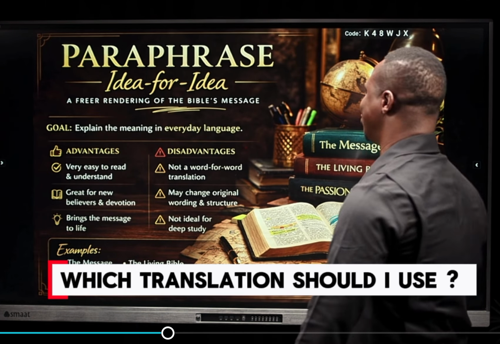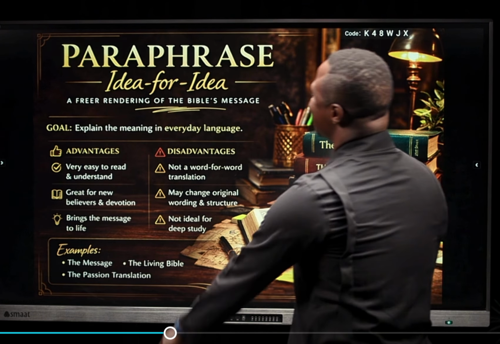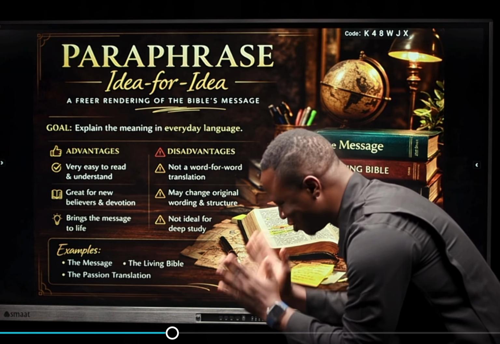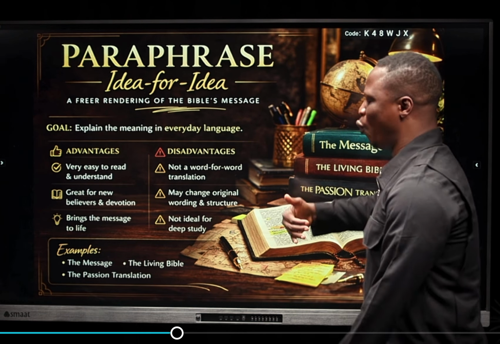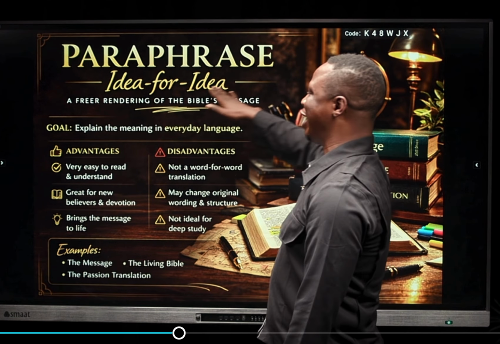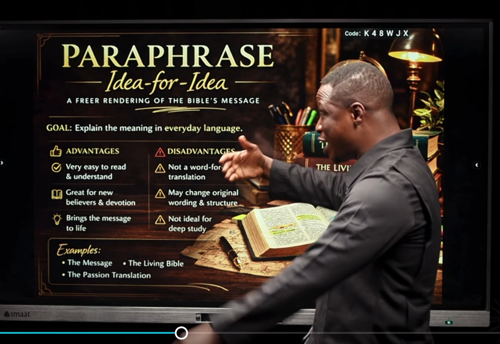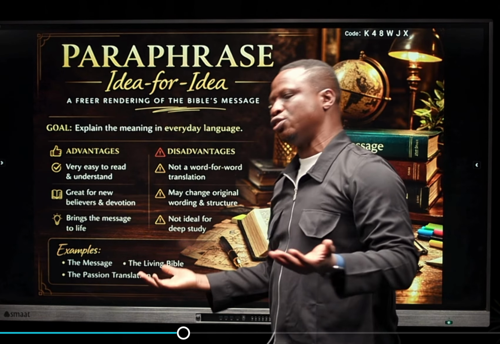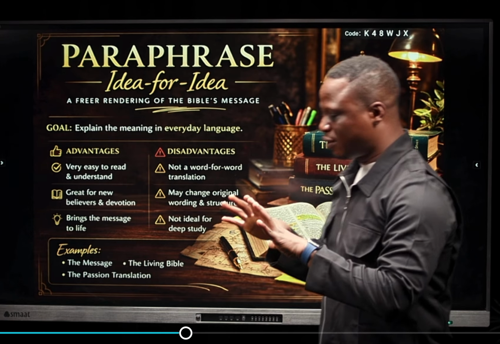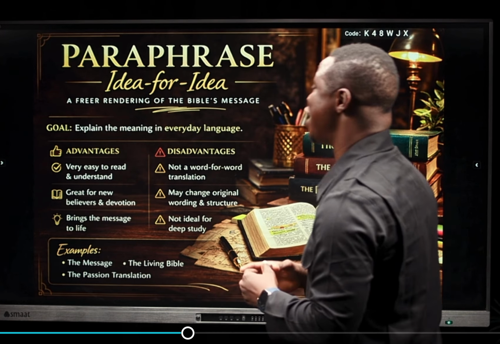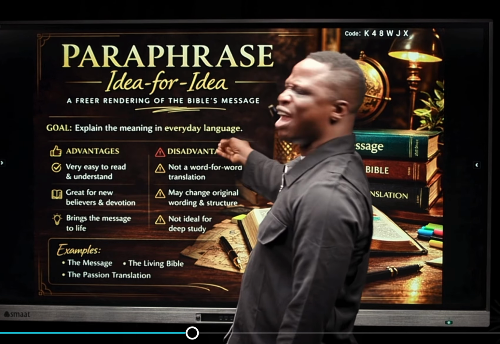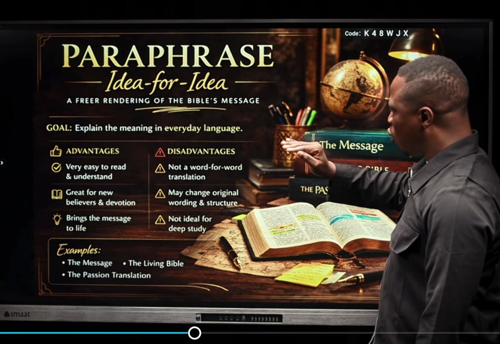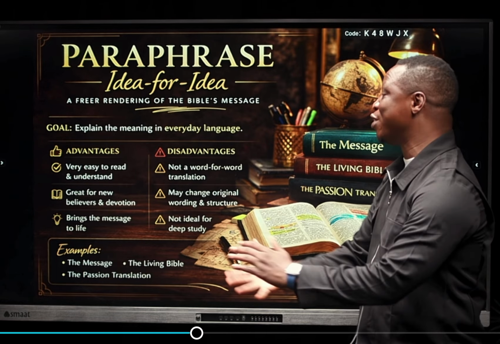Number three, let us just do it. It is what we call the paraphrase versions, which I call the idea for idea. A freer rendering of the Bible message. Now, this one gives you a freer rendering, and the goal is that it wants to explain the meaning in everyday language. It wants to explain the meaning in everyday language.